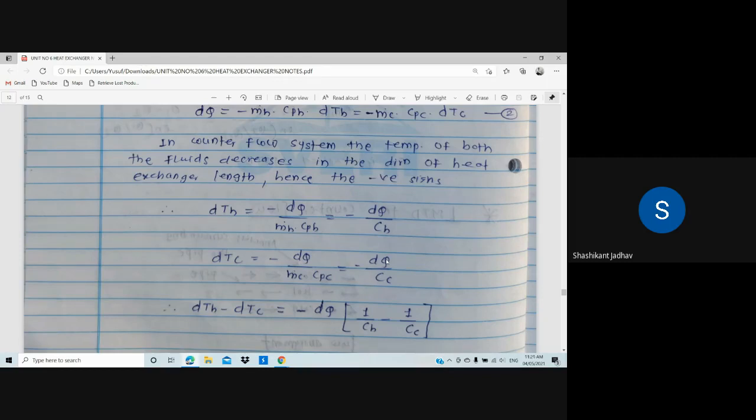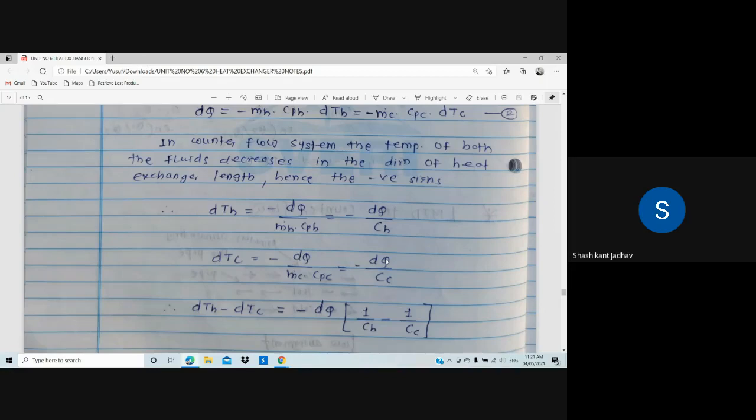Okay, similarly we have to write down the equation for dTc. So dTc is equal to what? Minus dQ divided by m dot c into cpc. That mass flow rate into specific heat is nothing but heat capacity for the cold fluid. So we write minus dQ divided by Cc.